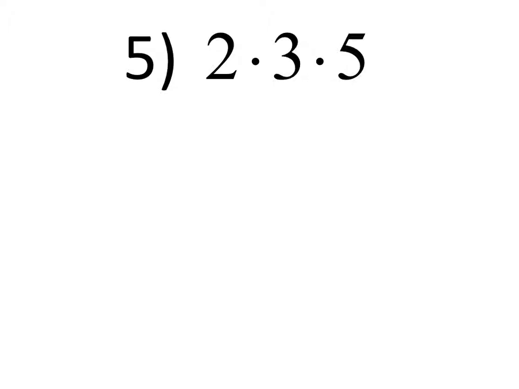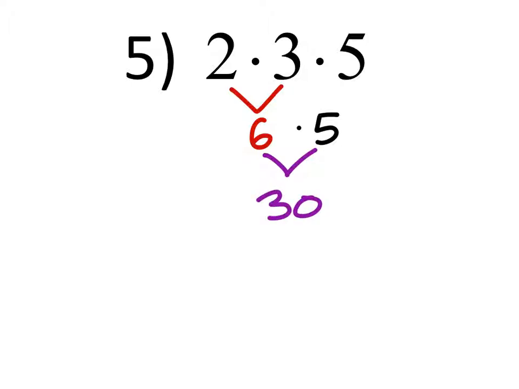All right, so again, no parentheses, no exponents. We have multiplication from left to right though. So 2 times 3 is 6. Then we got the multiplied by 5. 6 times 5 is 30. There we go.